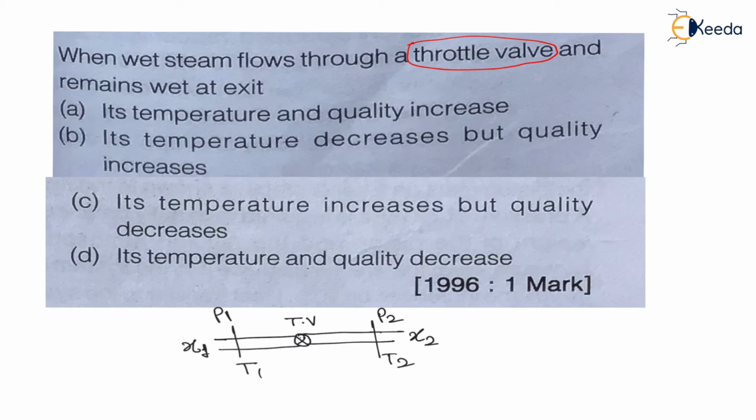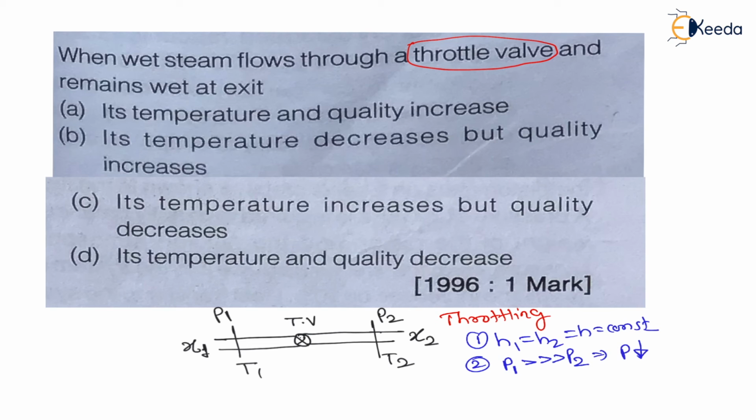Now my dear students, remember this throttle valve is nothing but a throttling process. Throttling process is nothing but an isenthalpic process. That means during this process enthalpy is always constant. Number one, enthalpy is constant, means H1 is equal to H2. This is very important. Now second point, due to throttling, pressure always decreases. That means initial pressure is always more than final pressure.